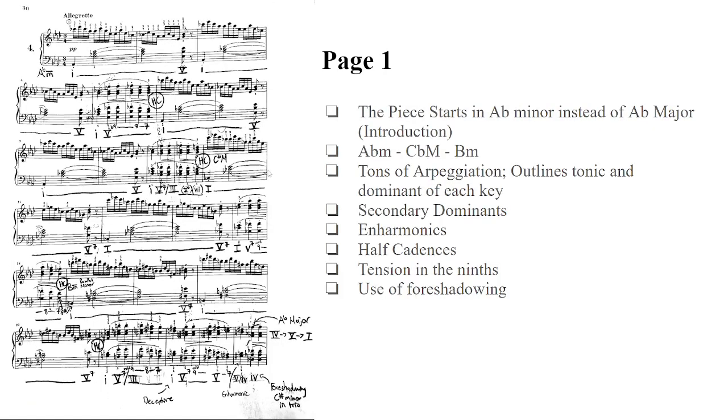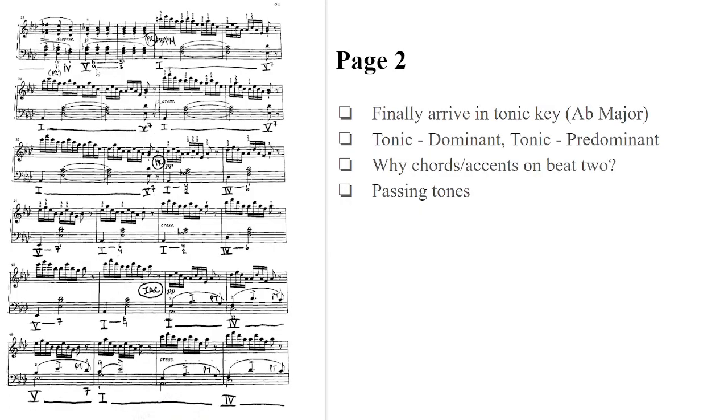So going on, we go from 4 to a cadential 6-4, which resolves to the 5-3, and look at that. Finally we arrive in the tonic key of A-flat major. We have finally started the piece, pretty much. So what do we have here? Pretty much this is all in A-flat major.